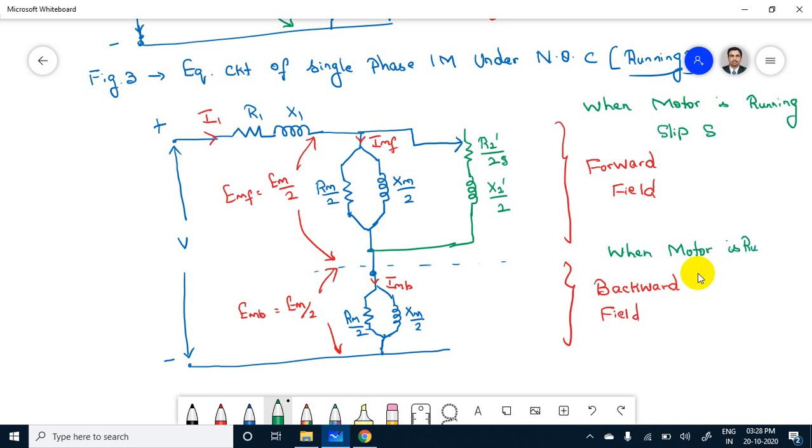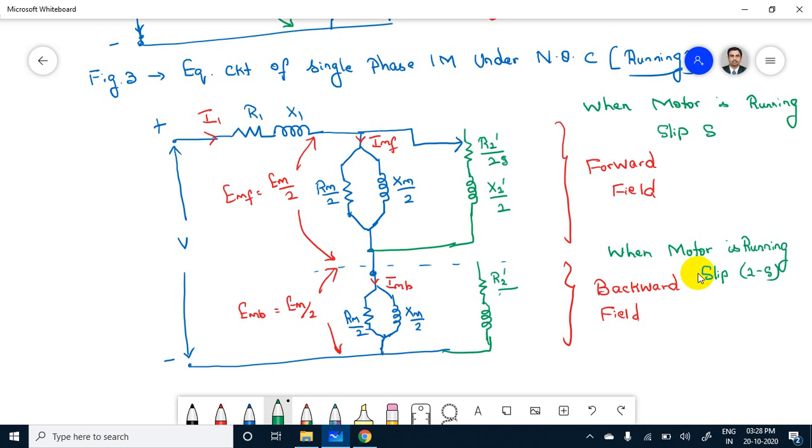Okay, in backward, when motor is running. Sir, I don't have the original. First year, I have all the things, sir.